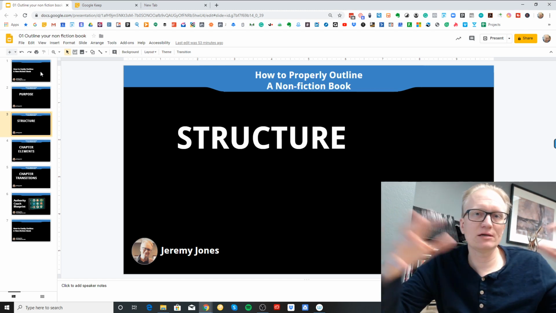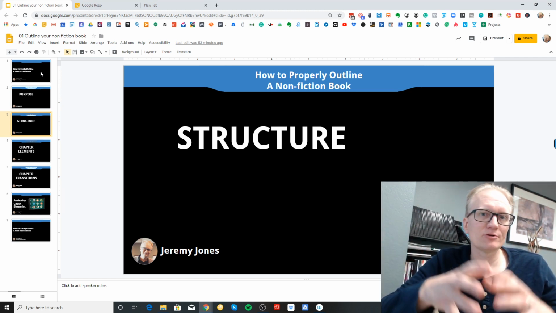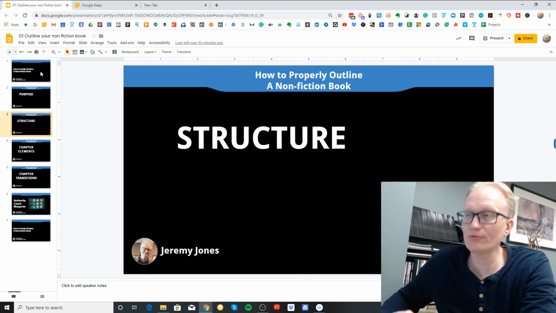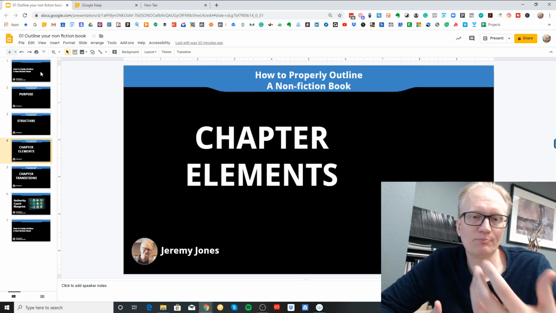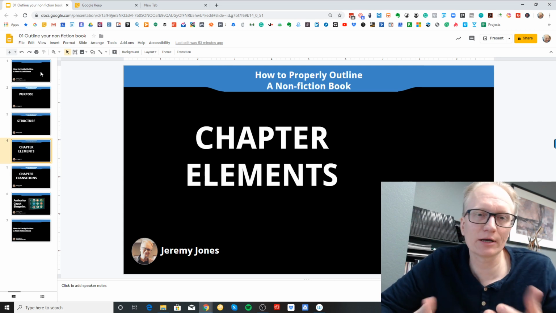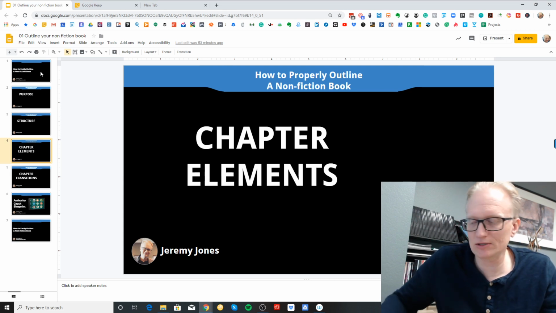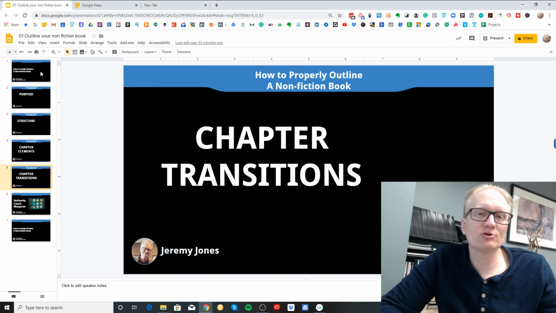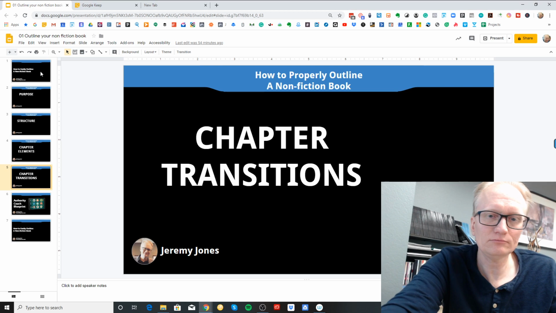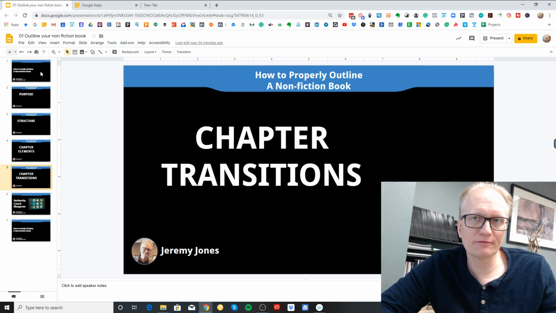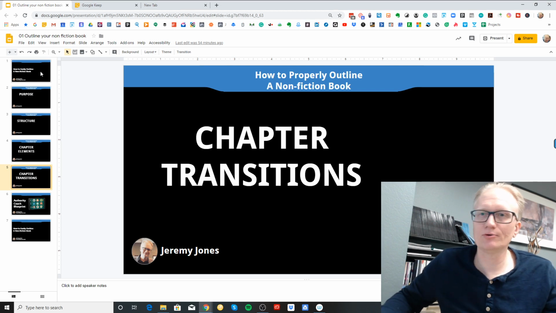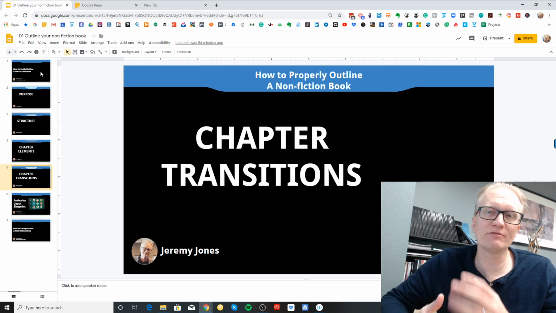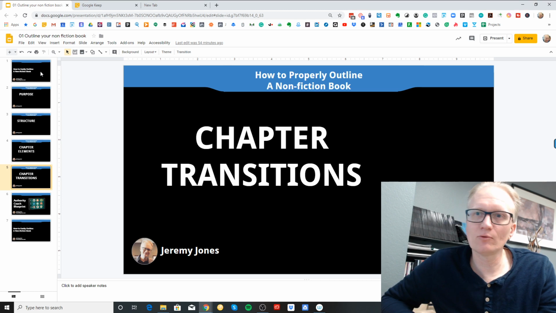Look at your book as a structure, building a skeleton first, and then building out the body of the book. Consider chapter elements, parts that are in the chapter, things that you want to include in each chapter before you even get to the writing. Then look at chapter transitions. What's a logical thing that you could cover inside of chapter 1 to transition into chapter 2? Okay, so those are a few of the points that I wanted to cover here with you today.